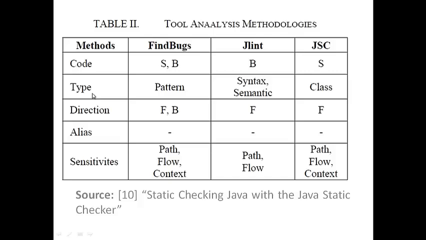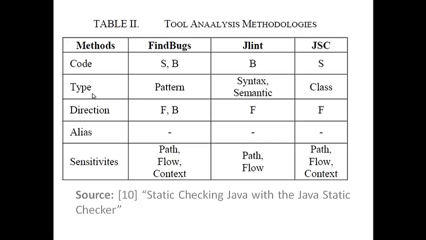Second row, the type, talks about the overall methodology of the tool. FindBugs uses the pattern matching technique, while JLint uses a syntax or semantic type technique, and JSC uses a class technique. Third row, the direction. This row talks about the direction of data flow analysis. FindBugs uses both forward and backward data flow analysis, while JLint and JSC use forward data flow analysis.